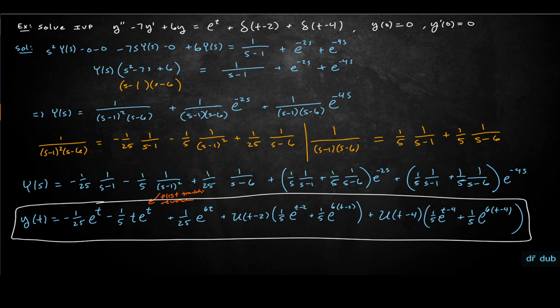So it was a little tricky there. We had that first translation theorem in reverse, and then on the e to the negative 2s and e to the negative 4s, that's going to be a second translation theorem in reverse to get those inverse transforms. But yeah, that's it. That's our last example for this section, 7.5 Dirac Delta functions.